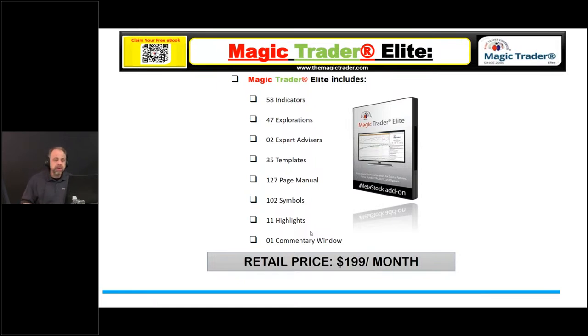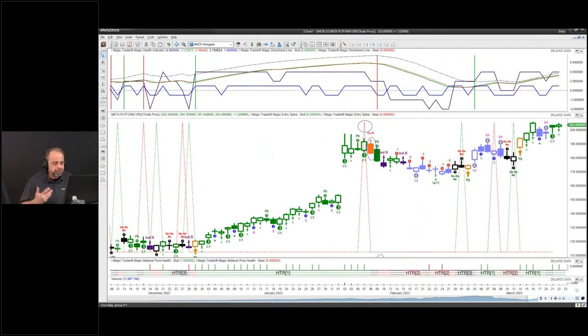It has 58 indicators, 47 explorations, two expert advisors, 35 templates, a really good, well-defined manual, and some training that we'll talk a little bit more about. But before we talk about the pricing and what's involved in the pricing, I do want to talk a little bit about scanning, because I think that's one of the things MetaStock does best. So let me go ahead and jump in here.